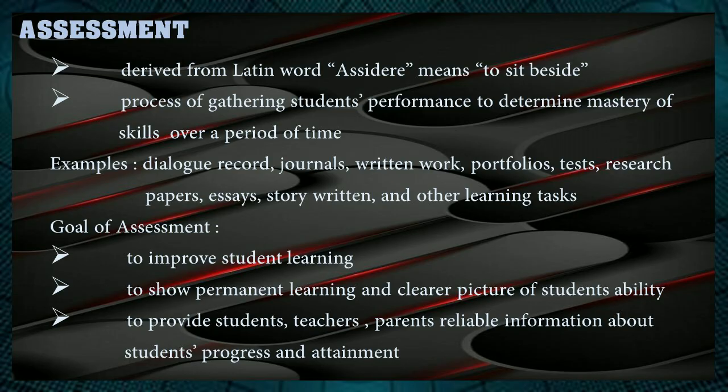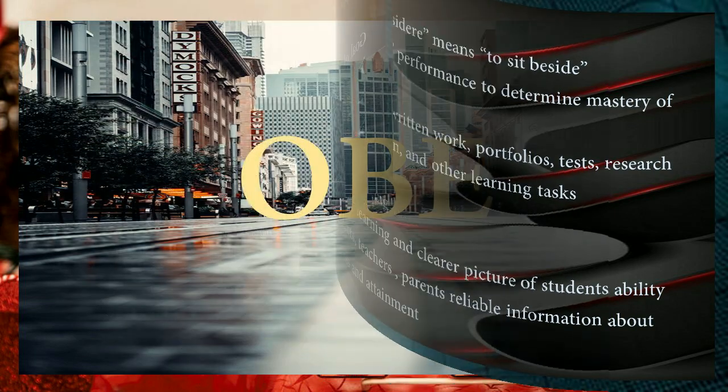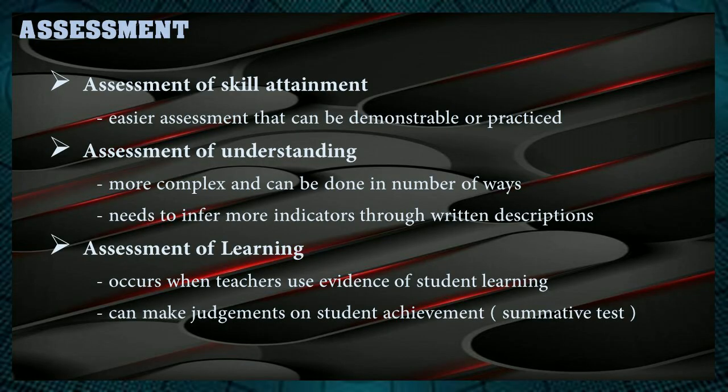What are the goals of assessment? The goals are to improve student learning, to show permanent learning and a clearer picture of students' ability. It will provide students, teachers, and parents reliable information about students' progress and attainment. So, there are three types of assessment: assessment of skill attainment, assessment of understanding, and assessment of learning.